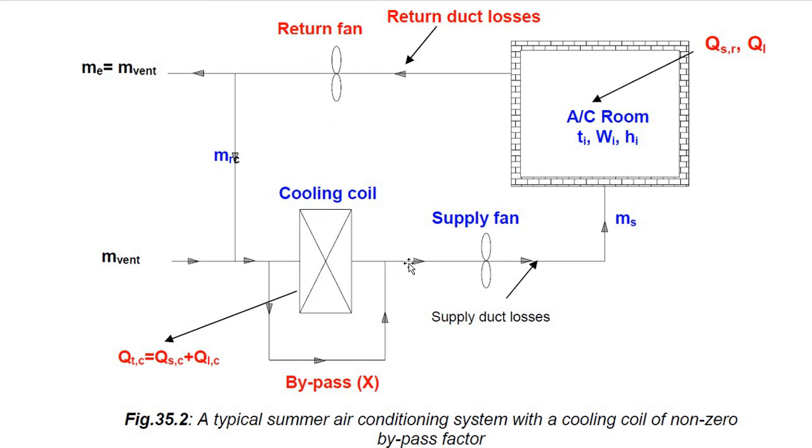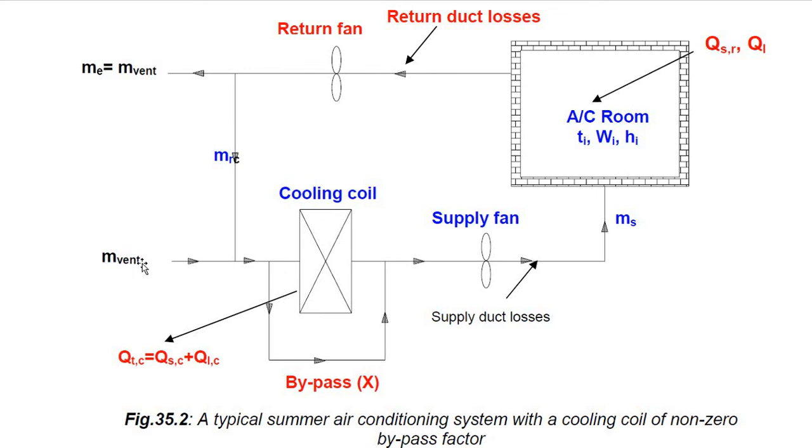So one fan is supplying air to the room through the supply duct, and the return fan is continuously drawing return air through the return duct. A part of this air is exhausted to the surroundings, and the remaining portion is circulated through the cooling coil, mixing with the ventilation air.